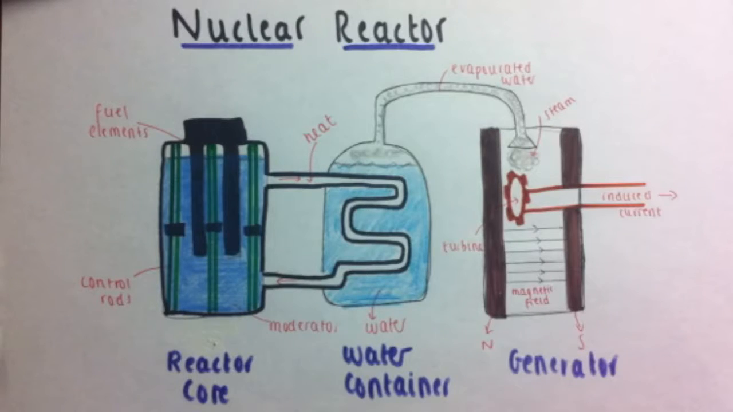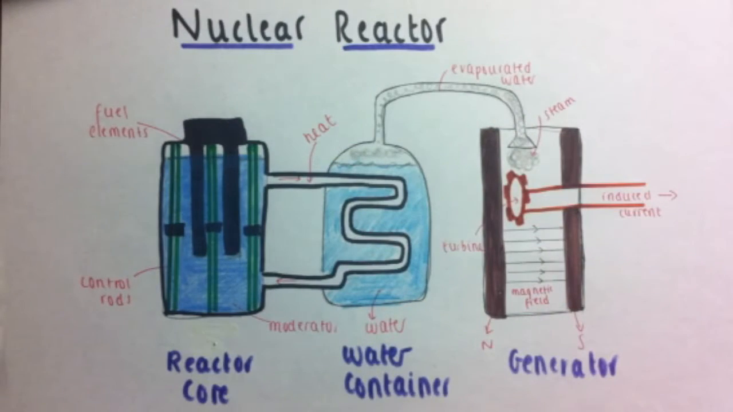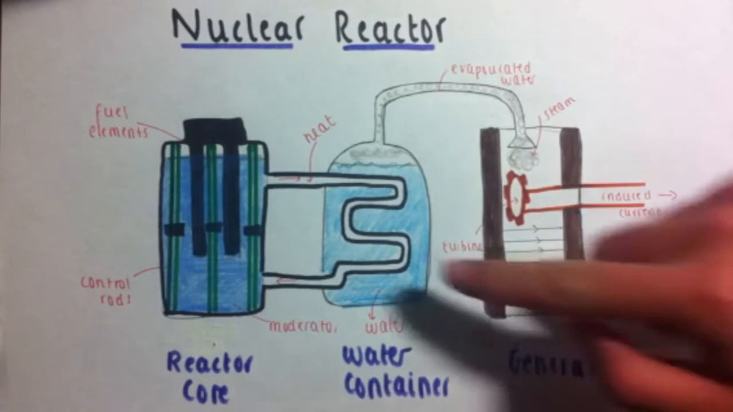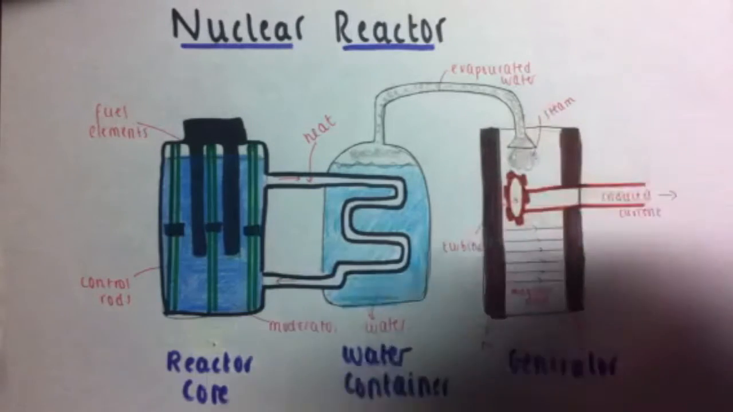The basic idea behind it is that the heat produced from nuclear fission reactions is passed through the water container. This intensive heat causes the water temperature to rise and evaporates some of the water into steam. This steam then passes to the generator, where it is used to drive the turbine.